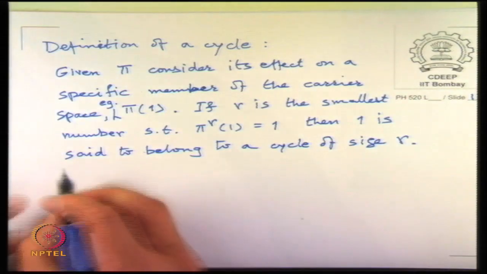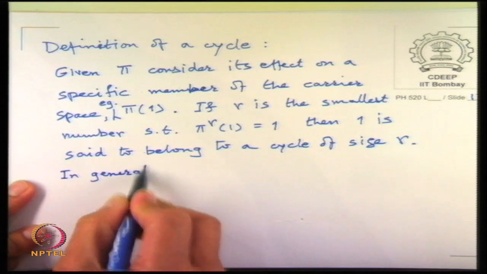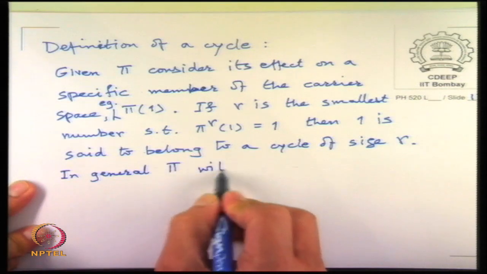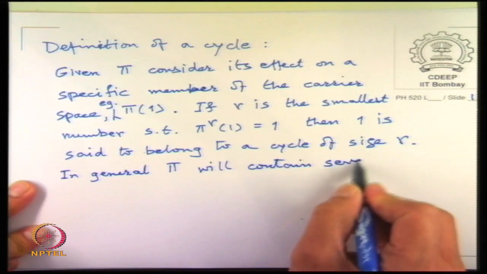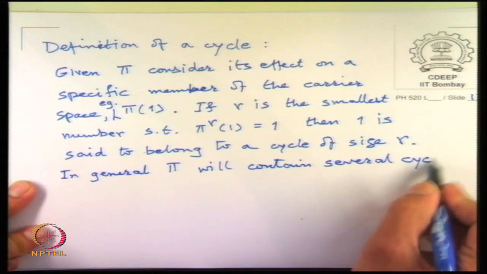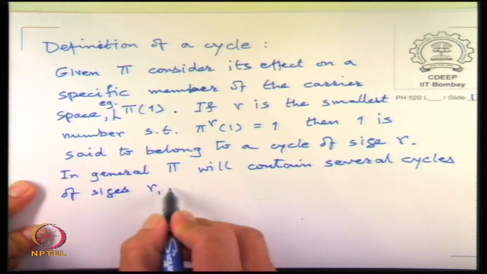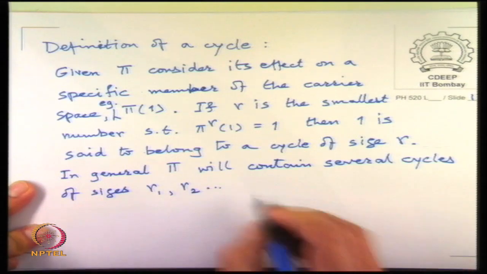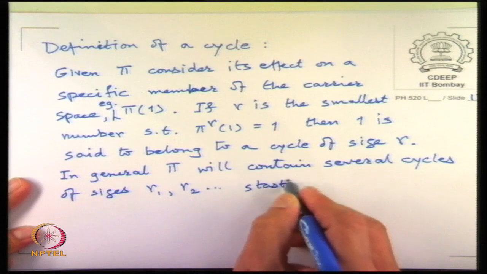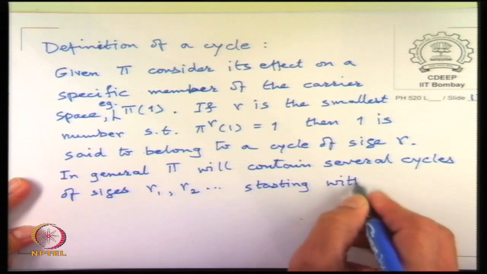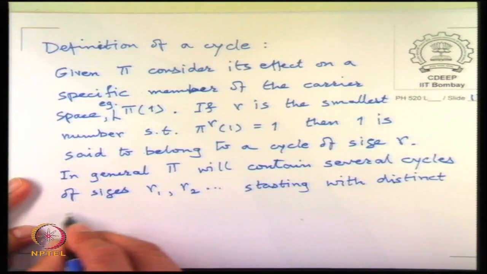So in general pi will split up into several cycles of sizes r1, r2, etcetera, starting with distinct members of the carrier space.